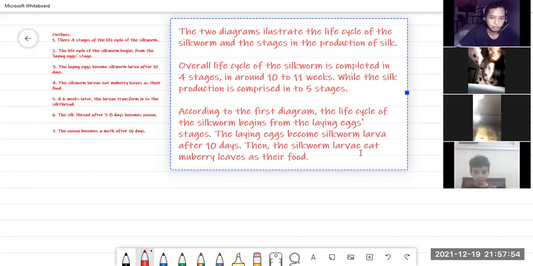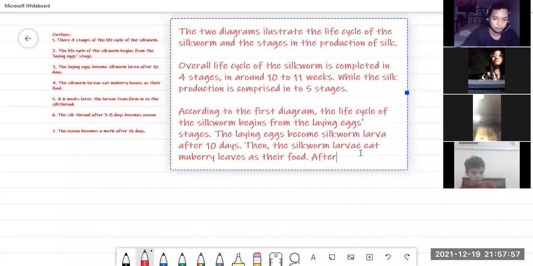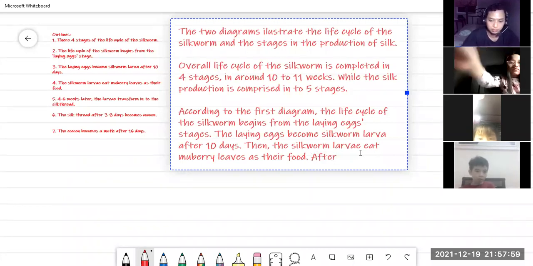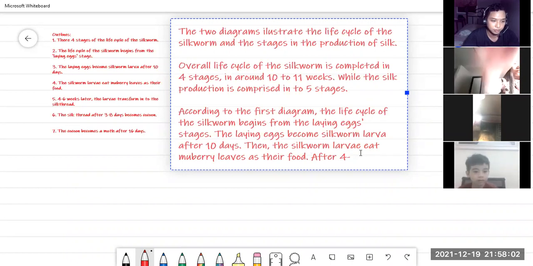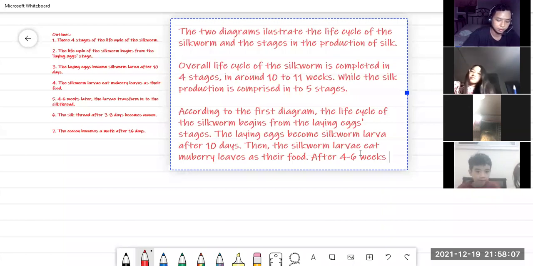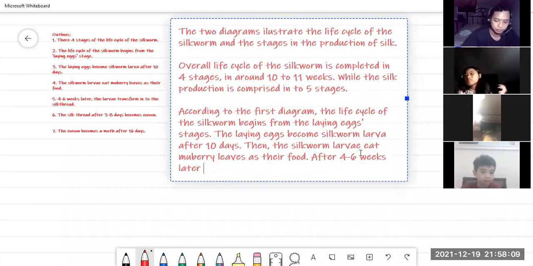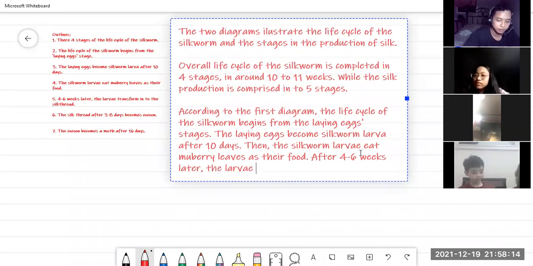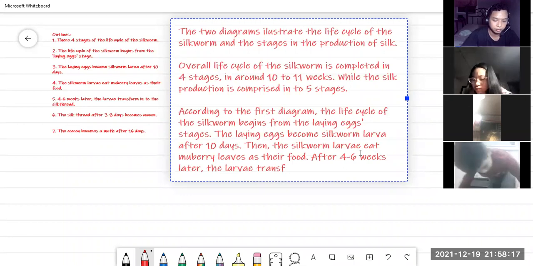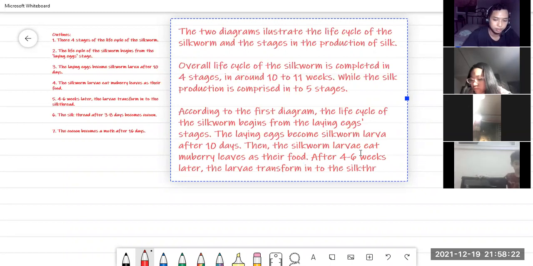After four to six weeks later, the larvae transform into the silk thread. Okay. So what's next, Thao?